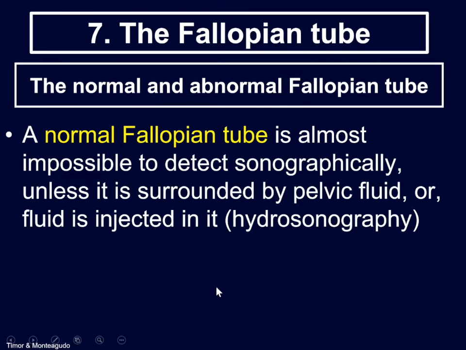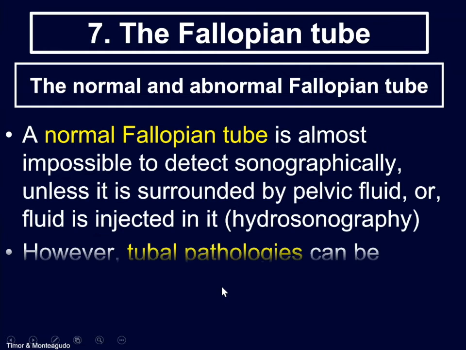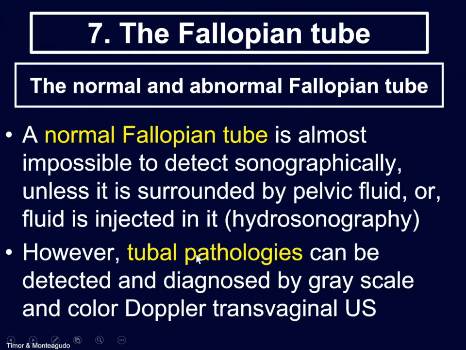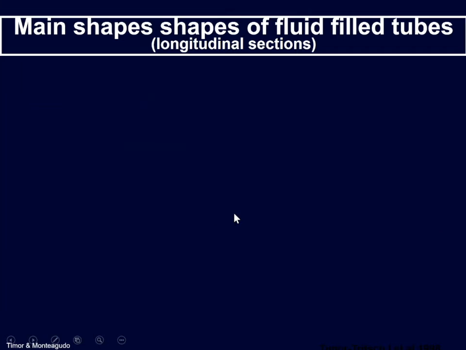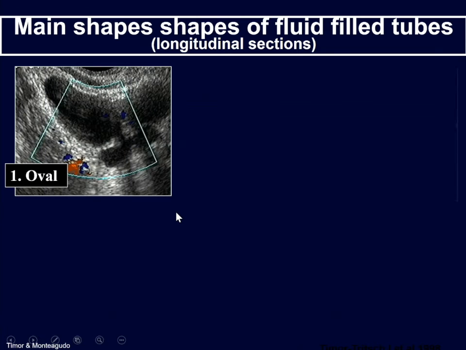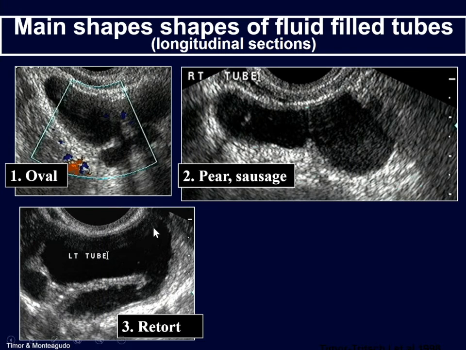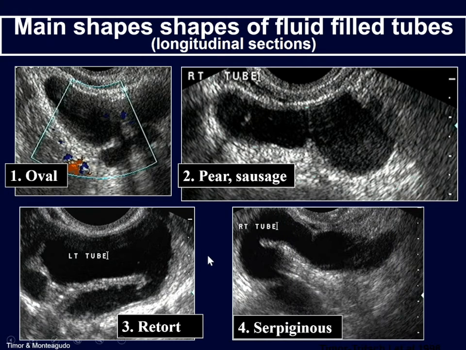A normal fallopian tube is almost undetectable unless it's surrounded by fluid. Tubal pathologies can be detected and diagnosed by grayscale and color Doppler and transvaginal ultrasound. The inflammatory tubal diseases are the ones that you will encounter in the emergency room as well as in the ultrasound suite. There are several main shapes of fluid-filled tubes: oval, the pear or sausage shape, the retort shape, with the incomplete septae, and the serpiginous appearance of these fluid-filled tubes.